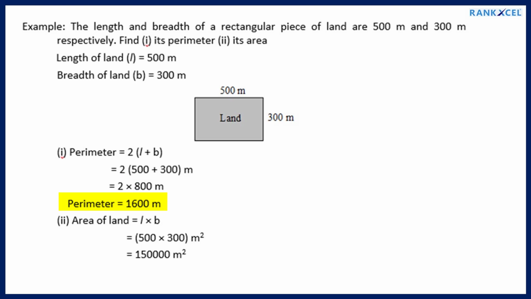Perimeter equals 1,600 meters. 2, area of land equals L times B equals 500 times 300 m square equals 150,000 meters square.